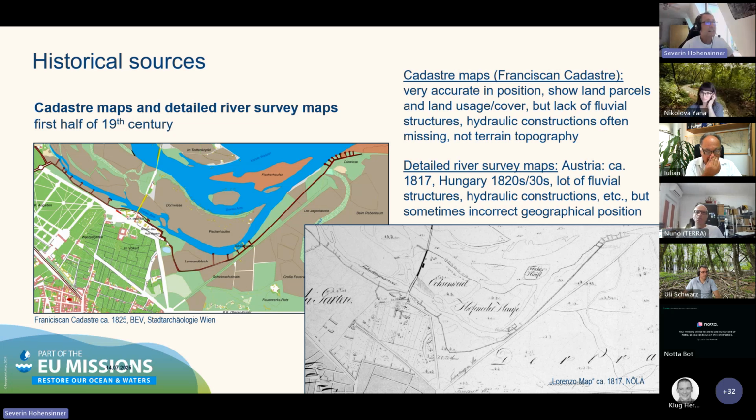In Hungary, or what was formerly Hungary, there is an incredibly good data set from the 1820s and 1830s, much better than in Austria. Very detailed. It's incredible that it could be used for such studies. The whole floodplain was mapped at that time. The fluvial cartography in Hungary was at that time much better than in Austria.